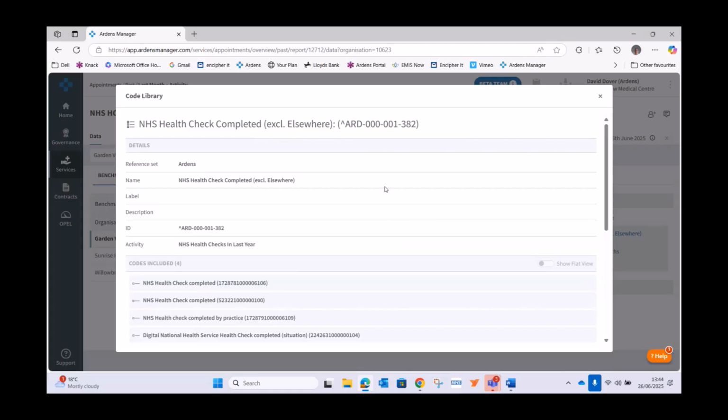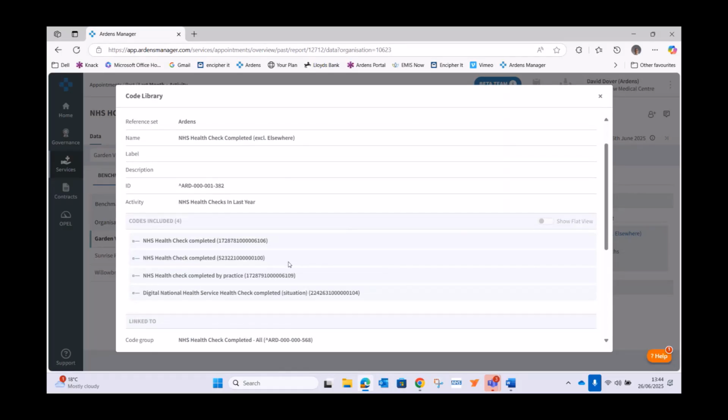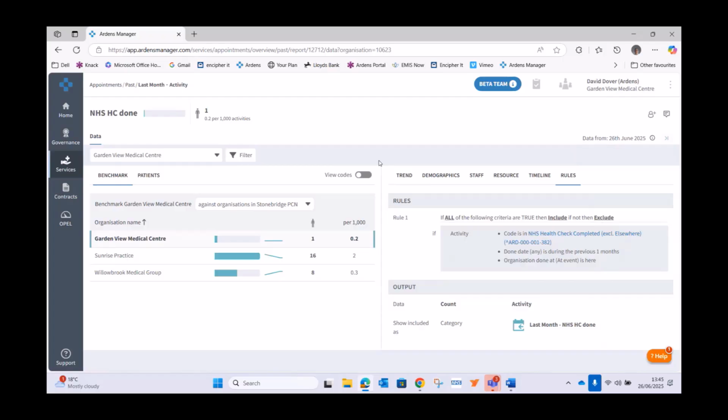So again, for me, that might just be a little training exercise I do in my practice, making sure that, as nurses, as healthcare assistants, they're using the correct Ardens templates, they're ticking the correct boxes with the correct codes in there. So again, it's just telling you what codes are eligible for your payment, especially when it comes to your NHS health checks, whether you're relying on CQRS, whether you've got a local public health contract for that as well.